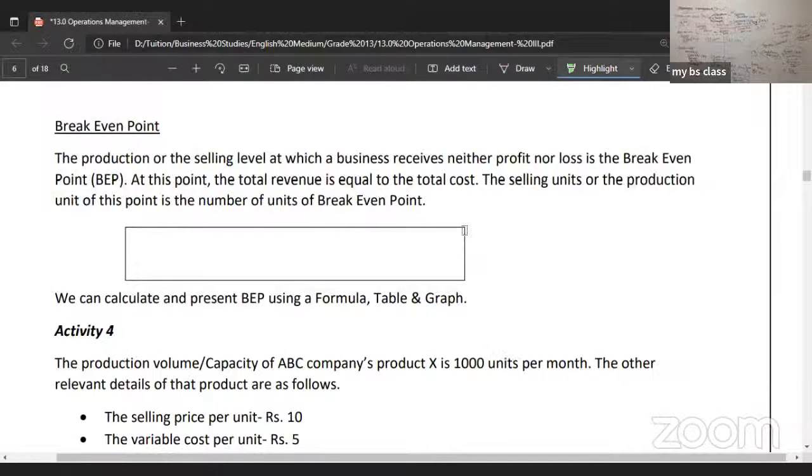Now please do highlight again. Like I said, the production or the selling level at which a business receives neither profit nor loss is the break-even point. At this level, total revenue is equal to total cost, that we know. The selling units or the production units of this point is the number of units of the break-even point.